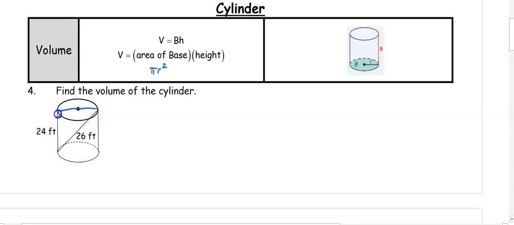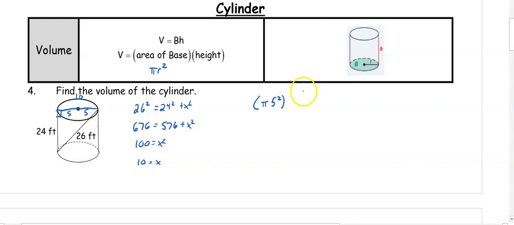We have to do the Pythagorean theorem to find the diameter. So 26 squared equals 24 squared plus x squared. 676 equals 576 plus x squared. So we get 100 equals x squared. X is 10. So if our diameter is 10, that makes the radius 5 and 5. So to find our volume, it's the area of the circle, pi 5 squared, times the height of the cylinder, 24. So when we multiply that together, remember to square the 5 first, we get 600 pi feet cubed.